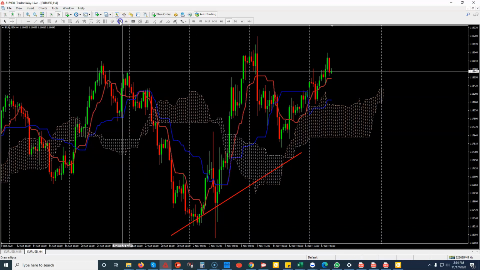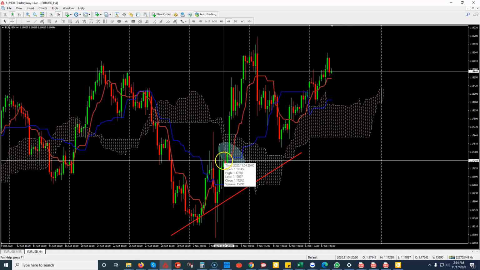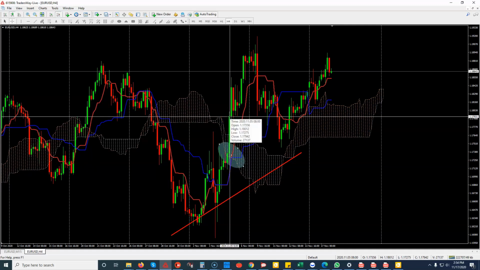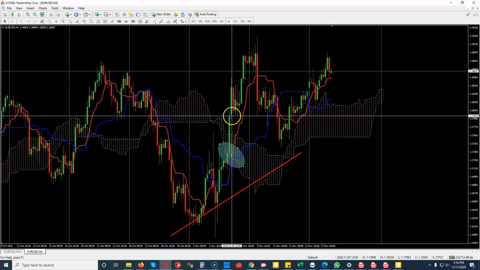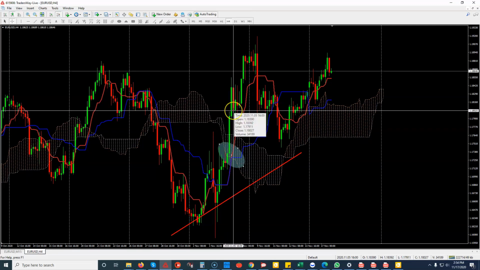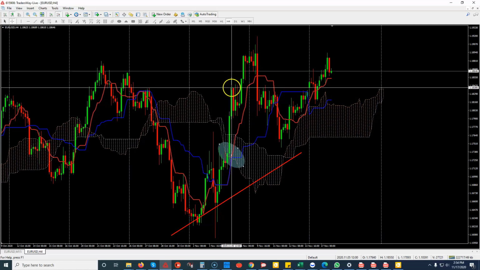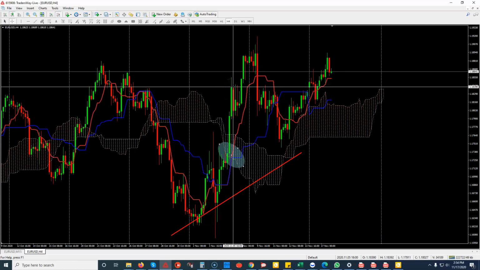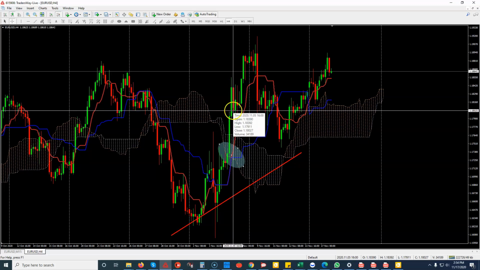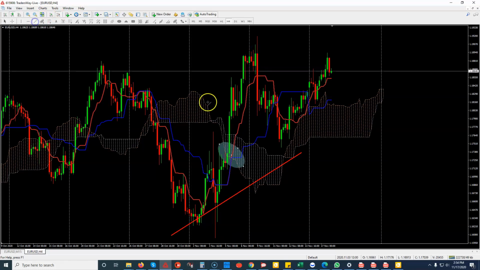So if we look here, we can see that we have a cross right here. Technically we would have gone long, I think, at the end of this candle. So we would have got in at the end of this candle here. This is where we would have taken our trade. I'll draw a trend line just to see.